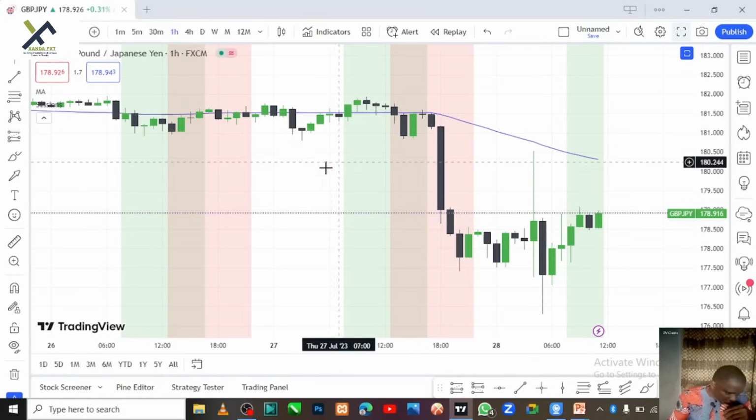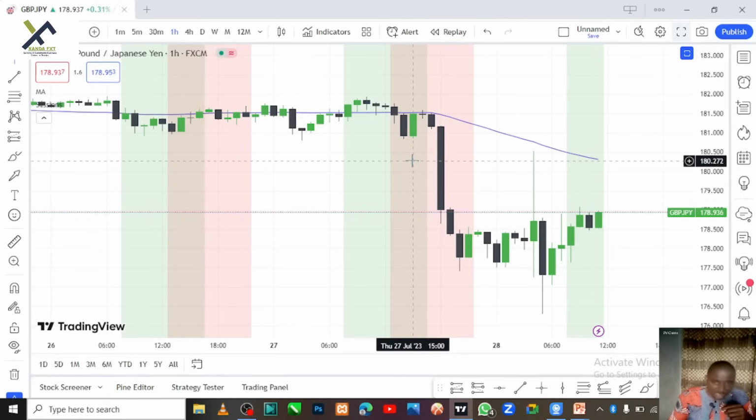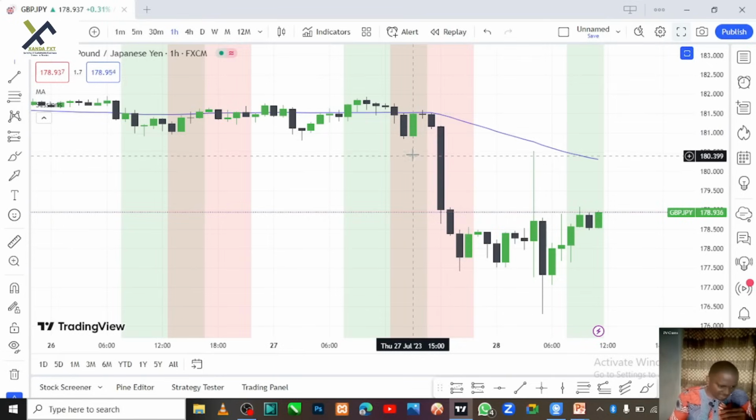Now the white color here represents the Asian section. The green color here represents what? The London section. Now the red here represents the overlapping between the two sections. And the pink here represents the New York or the American section. So this red that is in between the London and the New York shows you the overlapping between these two sections.